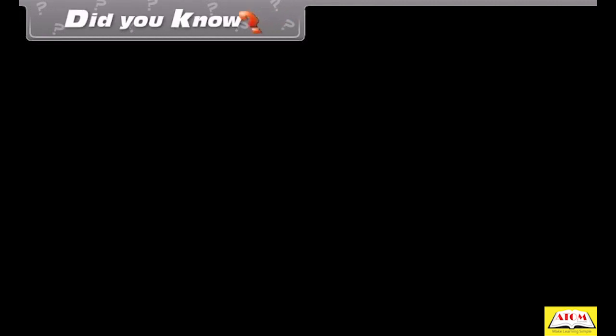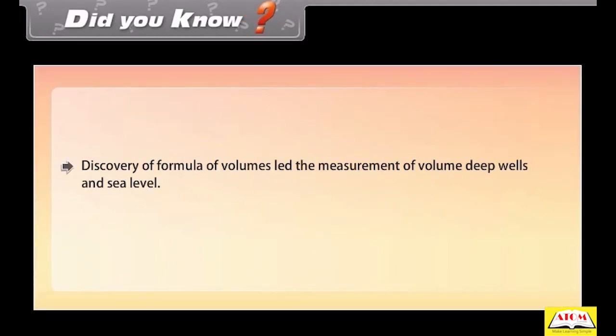Did you know? Discovery of the formula of volumes led to the measurement of volume of deep wells and sea level.